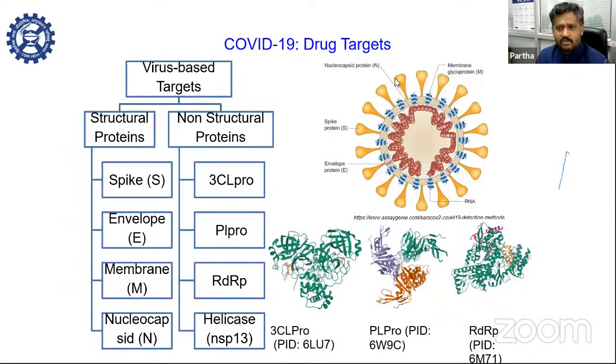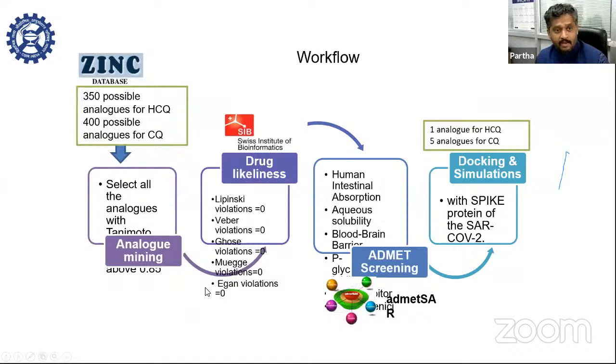This is the structure of the COVID-19 virus. It has structural and non-structural proteins: spike protein, envelope protein, membrane protein, nucleocapsid. I think you probably all know about it. We selected one particular membrane protein and took an analogous approach. Hydroxychloroquine and chloroquine have a structure, and we found out from the ZINC database the possible matching structures. We analyzed their drug-like clearance properties, toxicity screening, molecular docking and simulation.